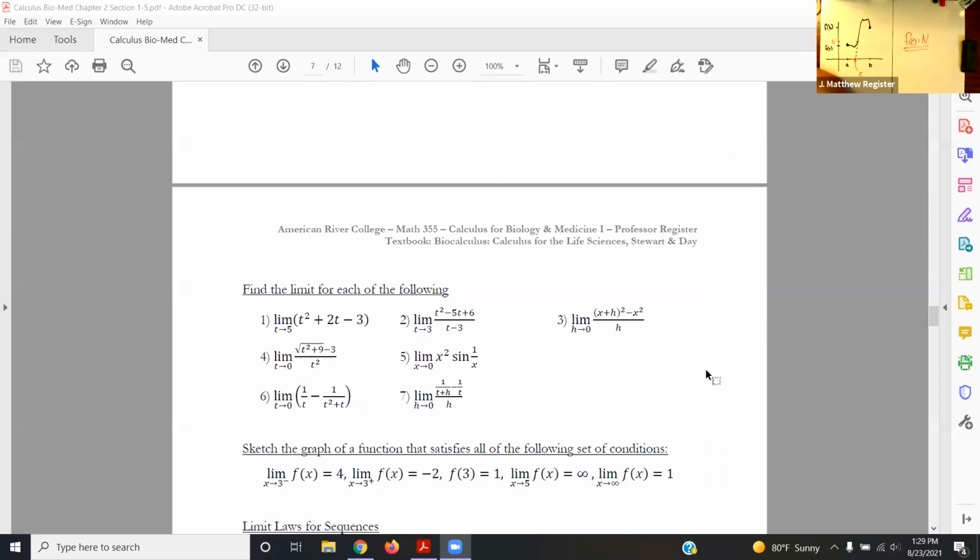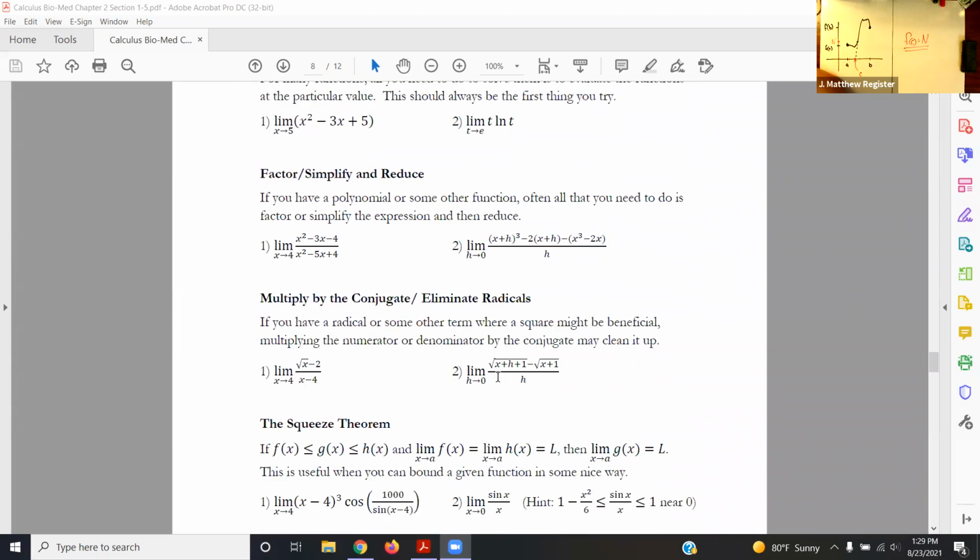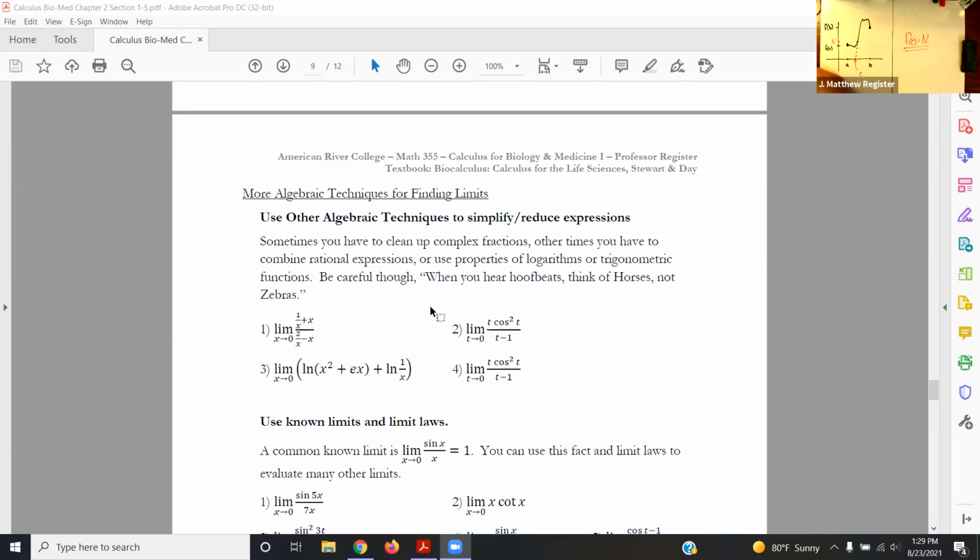We then did limits at infinity. We did limits at individual values. We talked about some guidelines to kind of help you along the way. But really, every problem is so unique that you really need to be able to pull from your entire algebra tool set and your understanding of the functions.